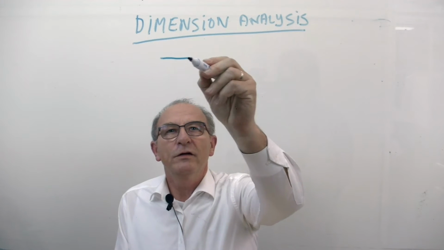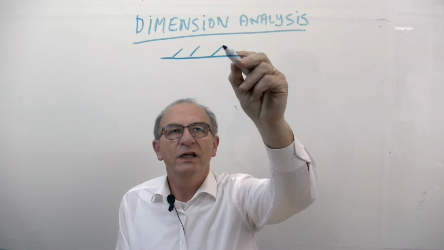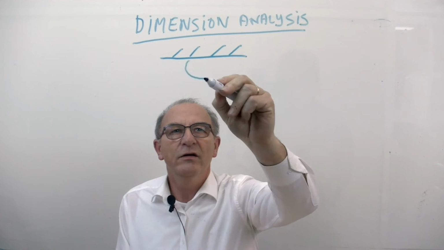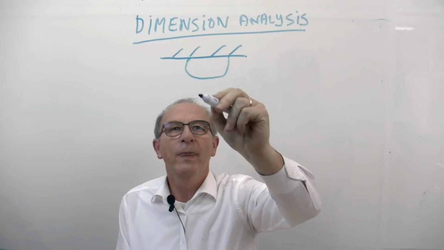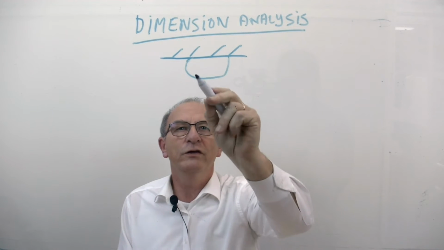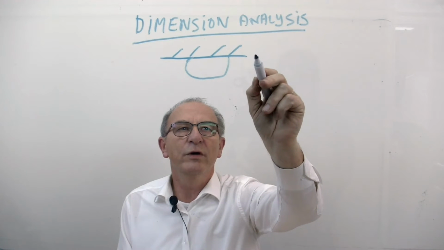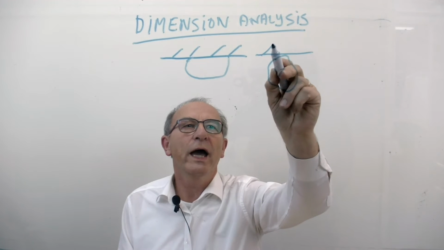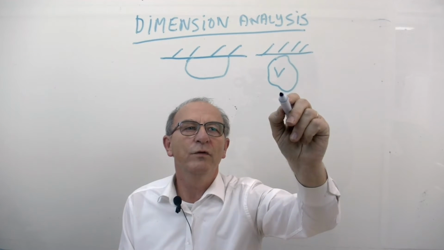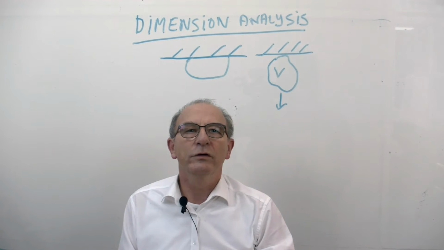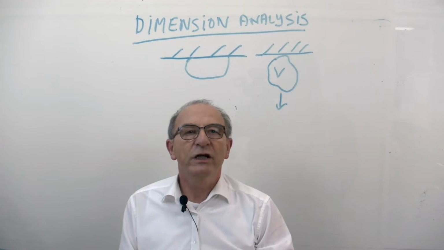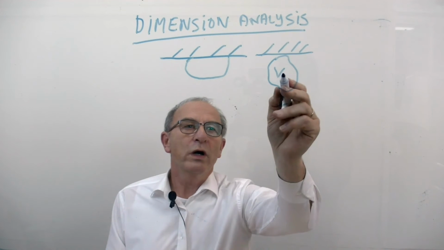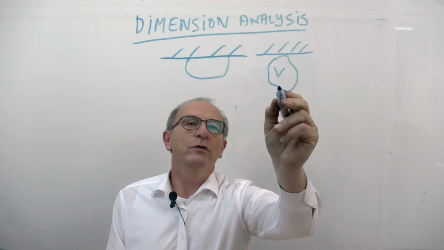Let's say the problem is as follows. We have a ceiling, and on this ceiling a droplet is formed. And this droplet is growing. And at a certain moment the droplet has grown to a critical volume, and this critical volume drops down onto the ground. And in dimension analysis, you can ask: what is this critical volume dependent on?